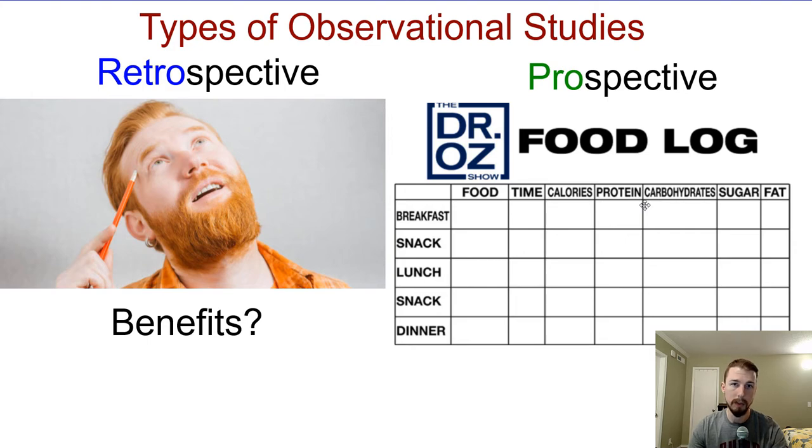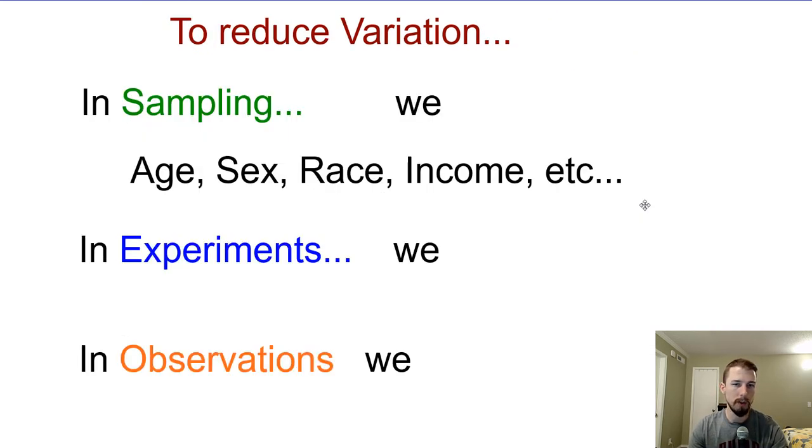We select the participants, and then we let them do their own natural thing. We don't randomly assign them to anything that they wouldn't normally do, but we do have them take logs of all the things that they did, whatever we might be interested in. So that would be a prospective study. There are ways that we reduce variation that we would have from sampling to sampling.